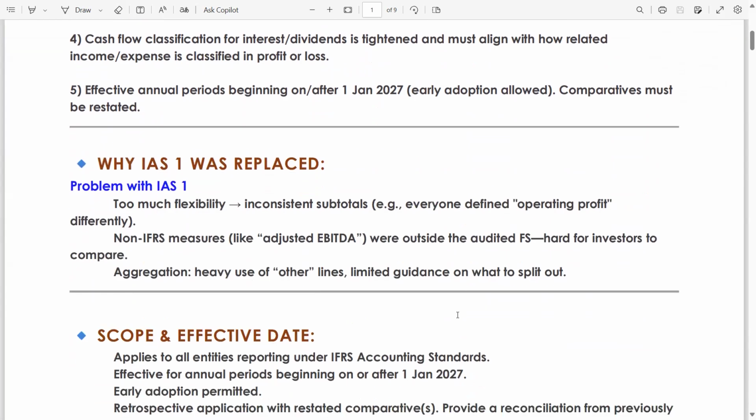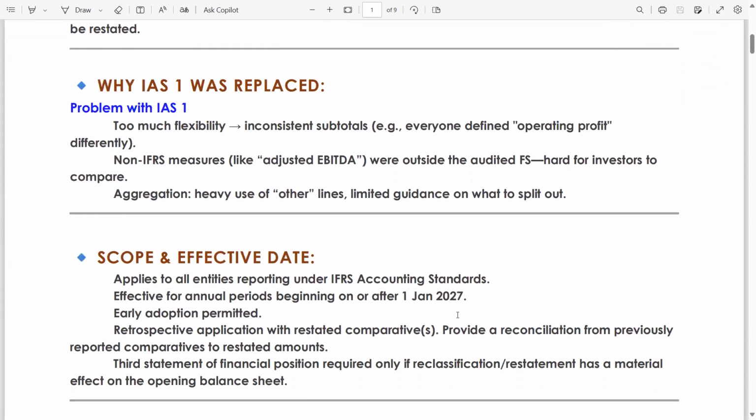Now, after that, we have why IAS 1 was replaced. The problem with IAS 1: too much flexibility. How? Inconsistent subtotals. But now, from the IFRS 18 implementation, the subtotals should be consistent. Everyone defined operating profit differently. Yes, it was the case.